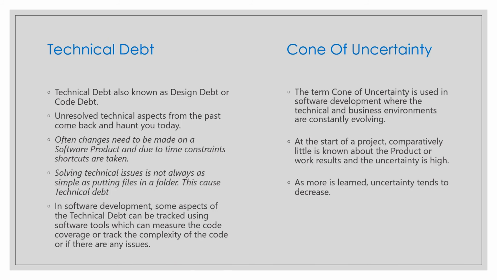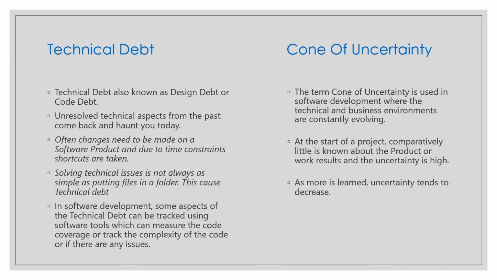Okay, so technical debt and cone of uncertainty. Technical debt is also known as design debt and code debt, right? For example, if one developer is working on a particular layout or website, and a client asks for some modification, he does that. Then the client asks to put in an additional logo, and he needs to take leave due to some urgency, and some other developer takes ownership and does that.